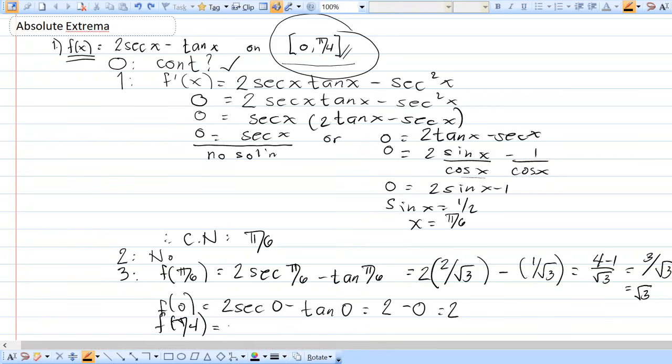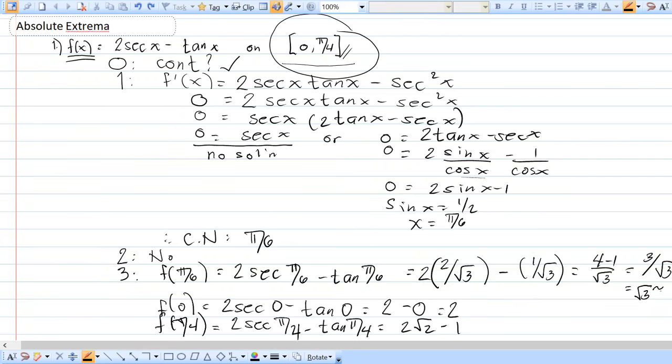Function value of pi over 4, we have 2 secant pi over 4 minus tangent pi over 4. Secant pi over 4 is square root of 2. So, we have 2 square root of 2 minus 1. Okay, yan na. Tapos, ito, i-calculator nyo na lang para malaman natin kung anong value nito.